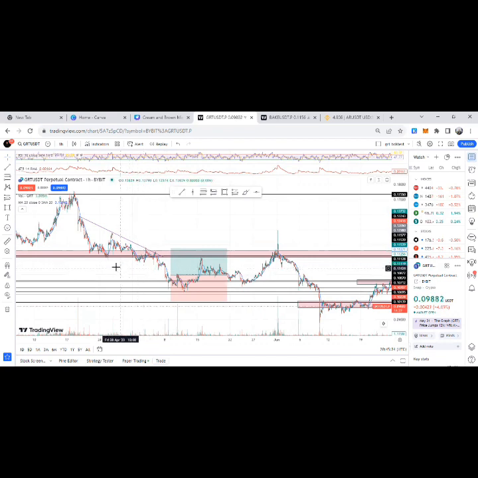If you have $100 to enter the trade, you're not supposed to enter the trade with the whole $100. You can start by splitting that capital into 4 parts. That means that you enter with $25 at first.